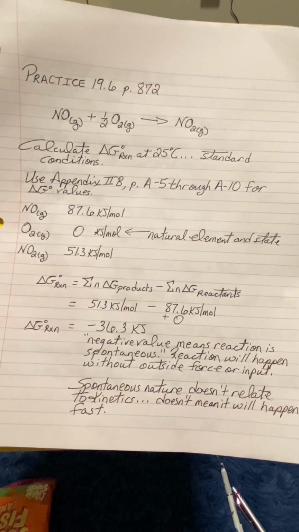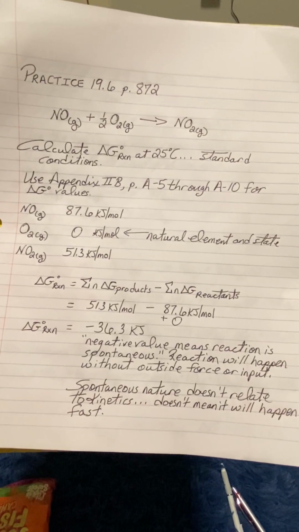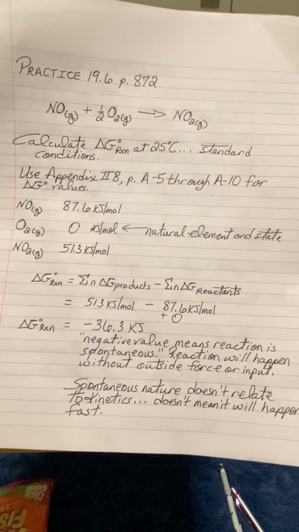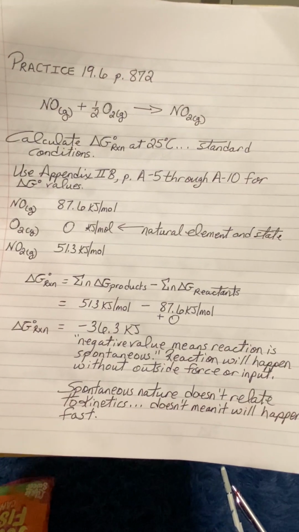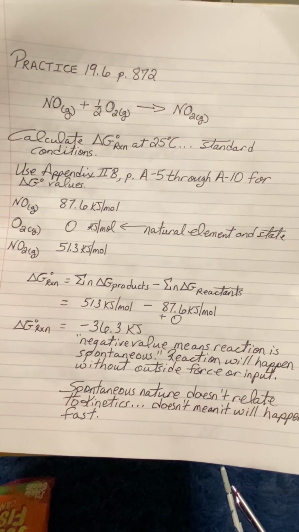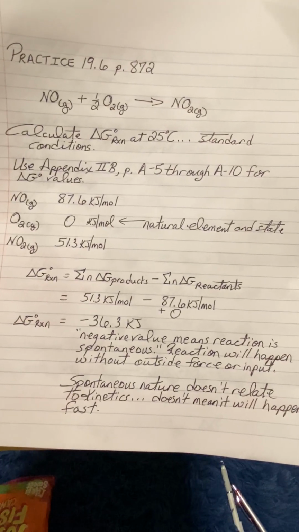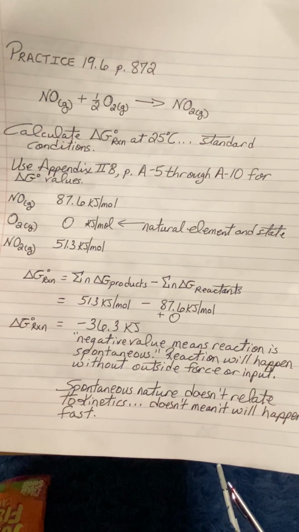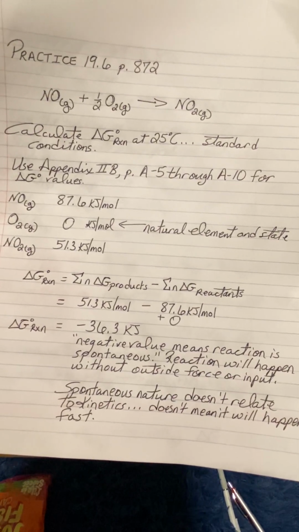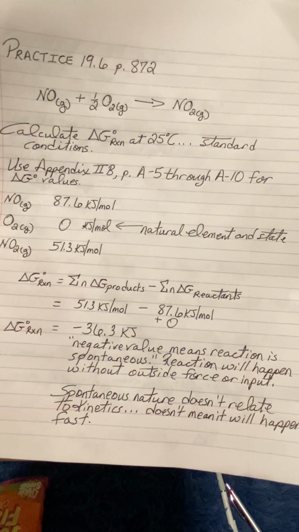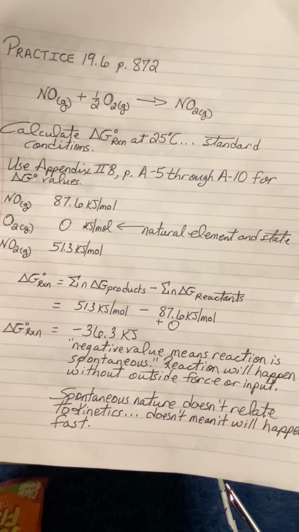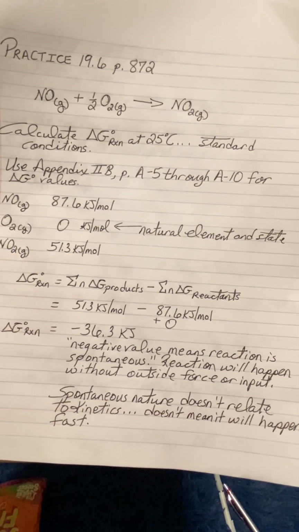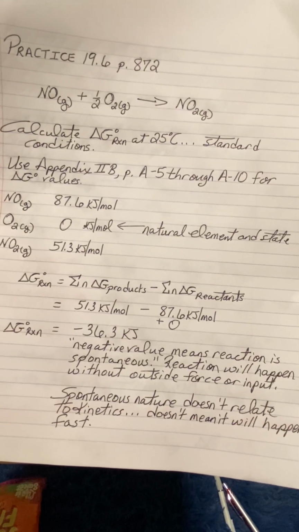Okay, practice problem 19.6 from page 872. We have a synthesis or redox reaction there. What we want to do is calculate the standard Gibbs free energy for the reaction. Okay, standard conditions: 25 Celsius or 298 Kelvin.